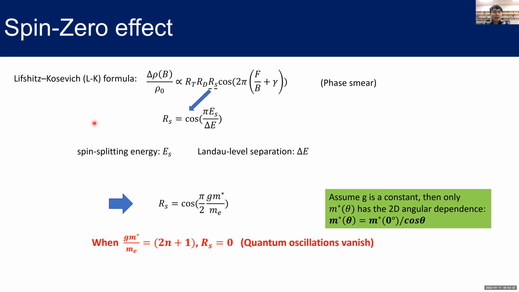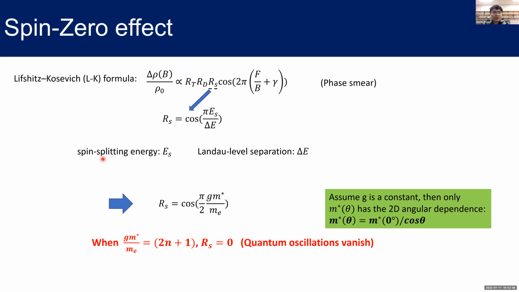This is the effect in the Lifshitz-Kosevich (LK) formula. The change of resistivity is proportional to the RT term, the temperature term, RD, the Dingle term, and RS, the spin term, and finally the cosine term, the quantum oscillation term. RT, RD, and RS are all phase-mirror terms. And here the spin zero effect comes only from the spin term, RS.